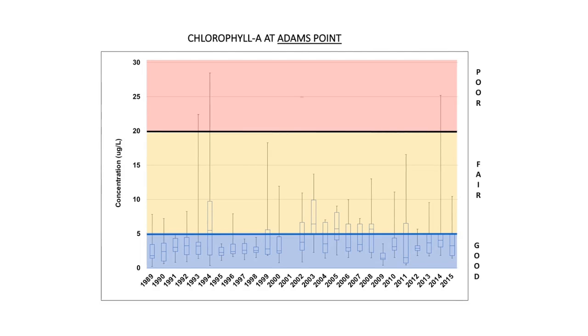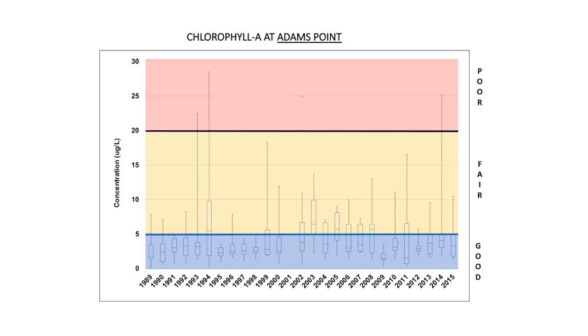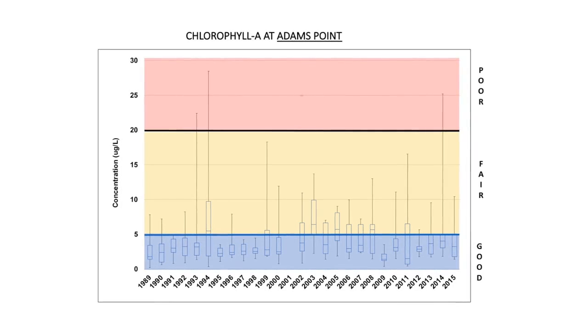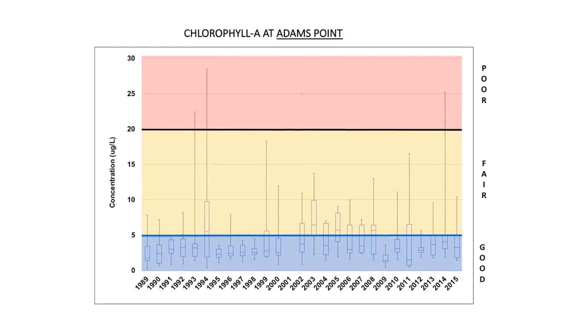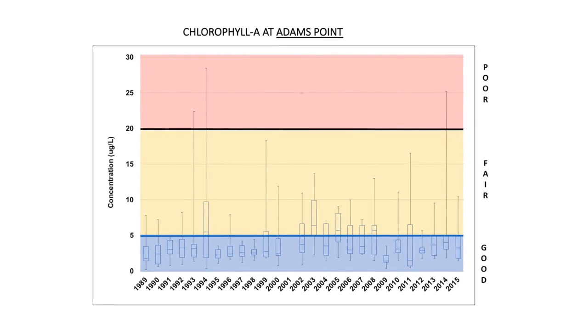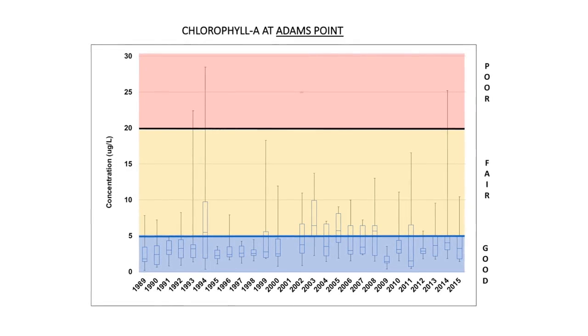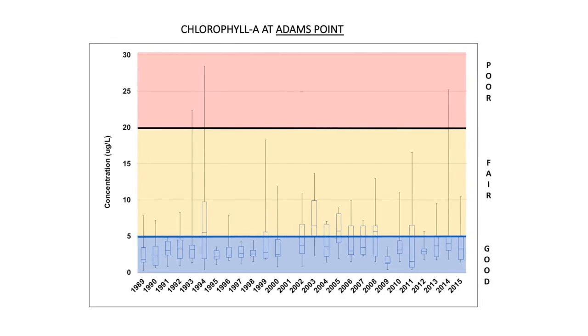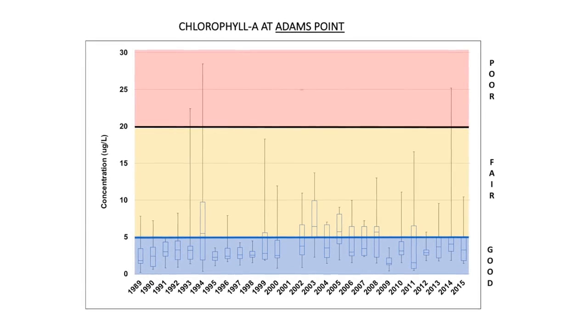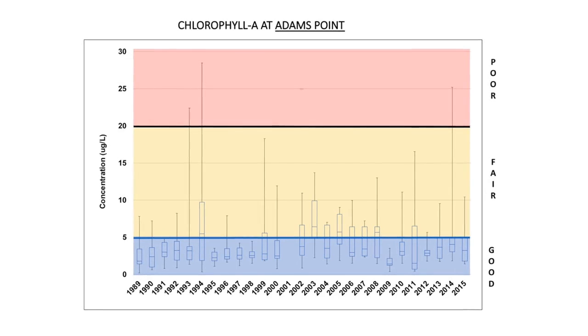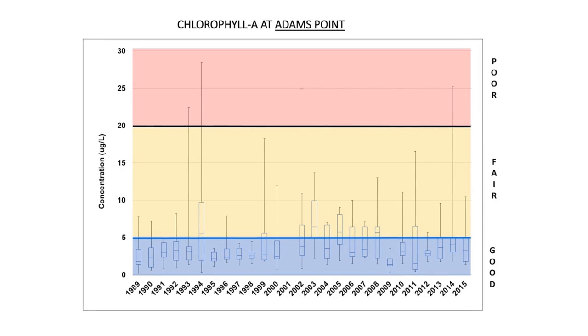This graph shows phytoplankton levels at Adams Point since 1989. The black horizontal line shows you the 20 microgram per liter level, and the blue line shows you the 5 microgram per liter level. Anything above the black line is considered by NOAA and EPA to be reflective of poor water quality. In between the lines is fair, and below the blue line is good. As you see, the data straddle good and fair, and sometimes take trips into poor.